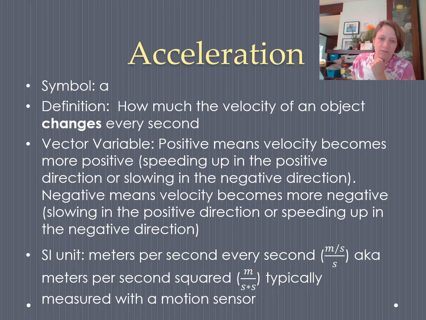The SI unit for acceleration is the meter per second every second. This is usually written m per s over s, or m over s times s, or sometimes said meters per second squared. And again, we can measure this with a motion sensor, but it's hard to measure with common tools otherwise.